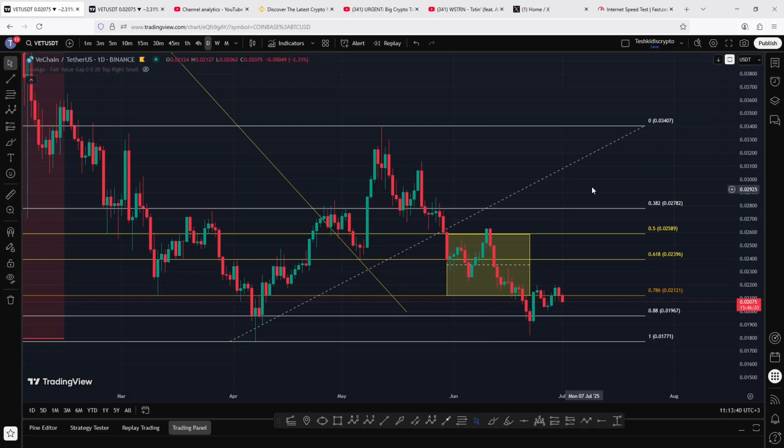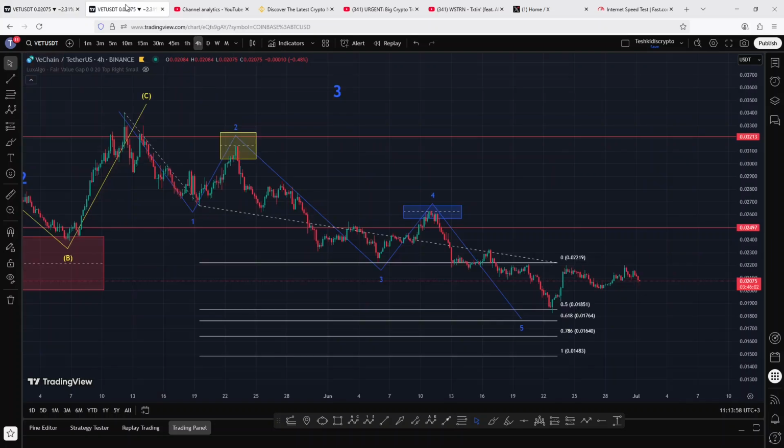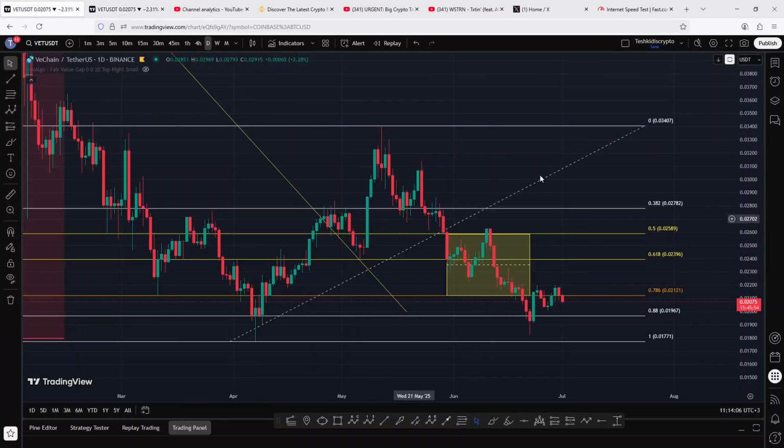Vechain on the daily chart is slightly losing a key area of support between the 0.02589 and the 0.02121. And on today's update video, I will be discussing the reasons why we need to bounce back above this key area of support, and above all dive deep into the 4-hour chart, giving you a negative structure that has been unfolding over here. So make sure that you stick around till the end of the video.